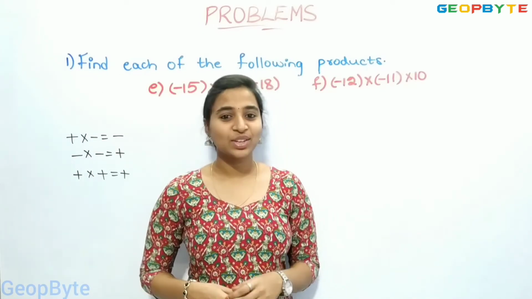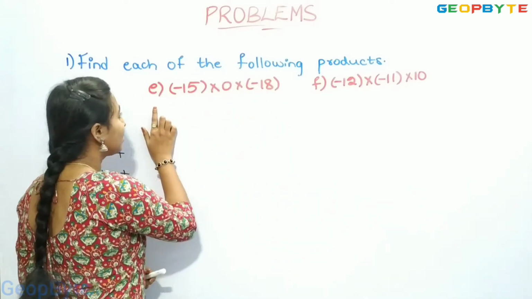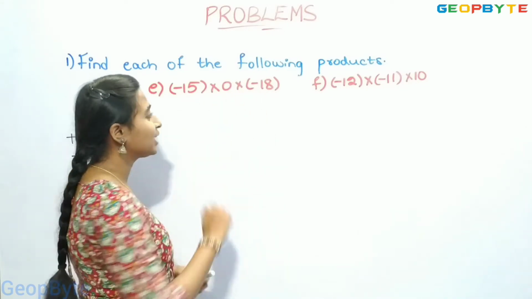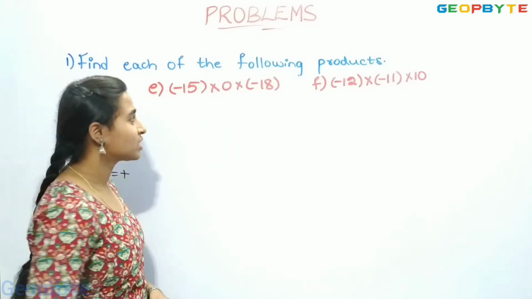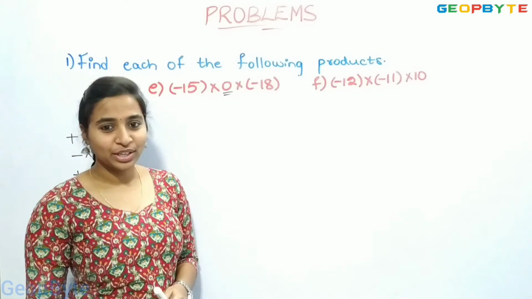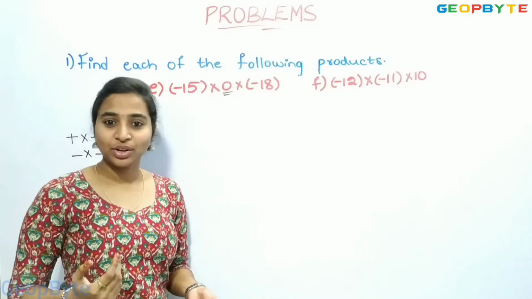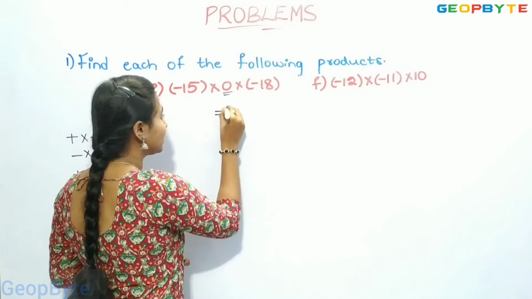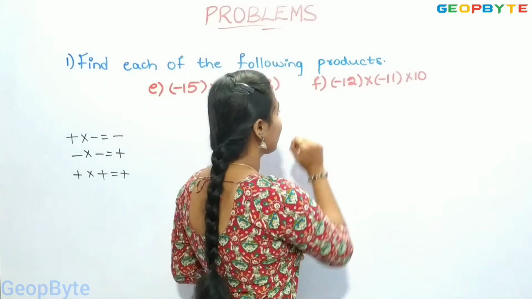Now, let us solve another question. If you see E bit, we have minus 15 into 0 into minus 18. Right? We need not solve this because we have 0. See, anything into 0 is also 0. So, the answer is 0. Right? Now, let us see F bit.